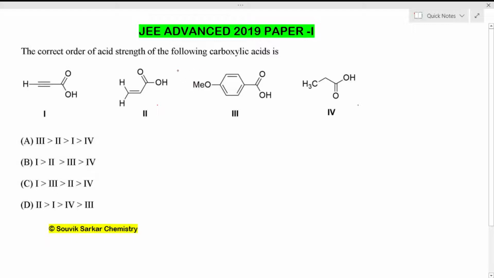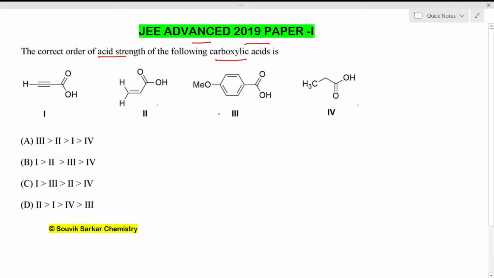Hello student. In this video I will solve a question from JEE Advanced 2019 paper 1. The question is all about determining the acid strength of carboxylic acids. The question is: the correct order of acid strength of the following carboxylic acids is, and they have given 4 different carboxylic acids, and we have to arrange them according to the acidity order.